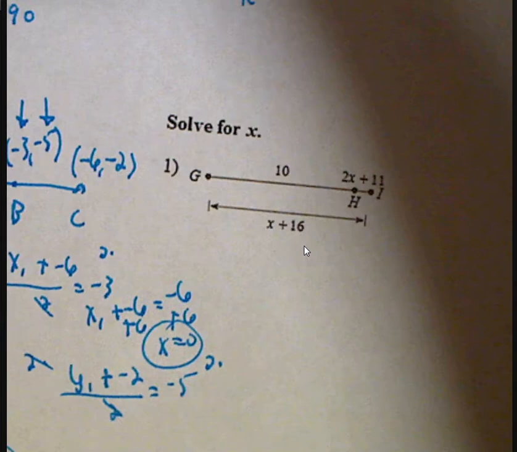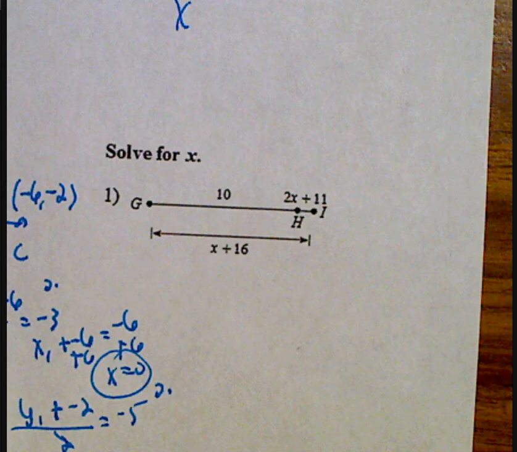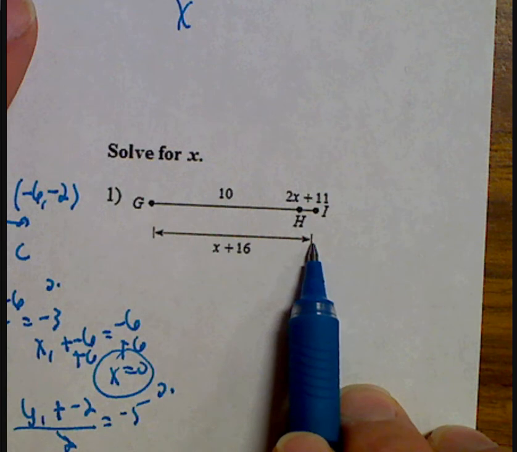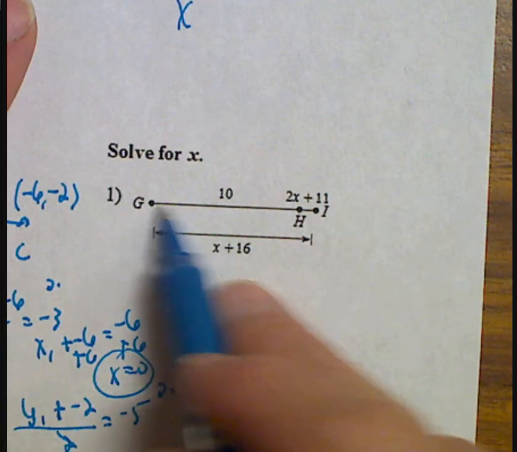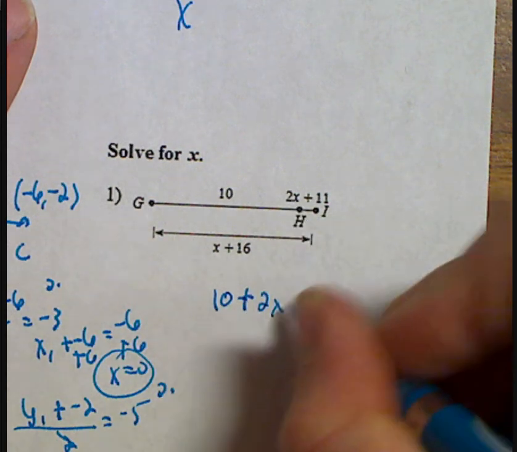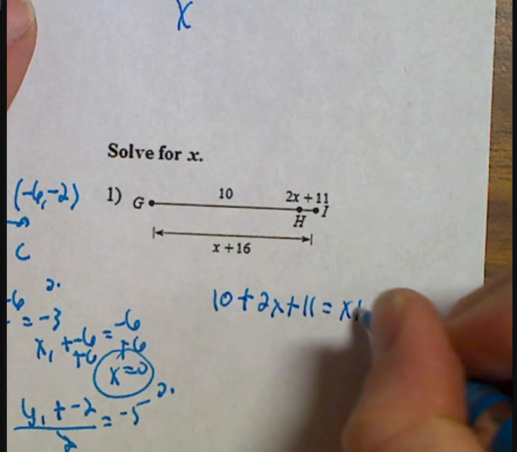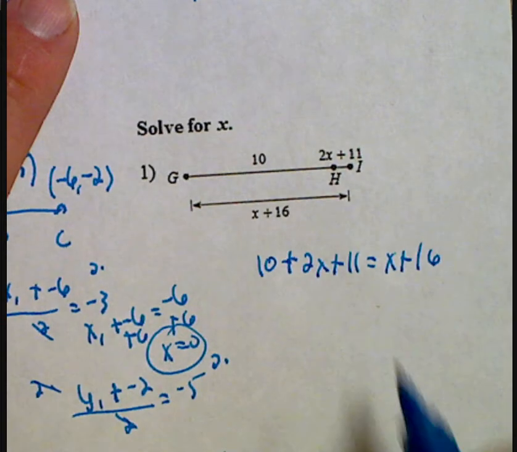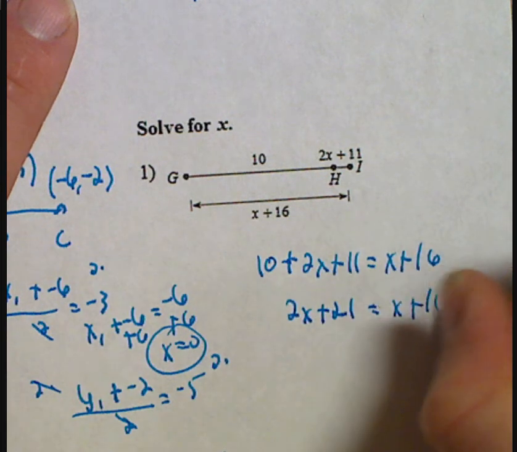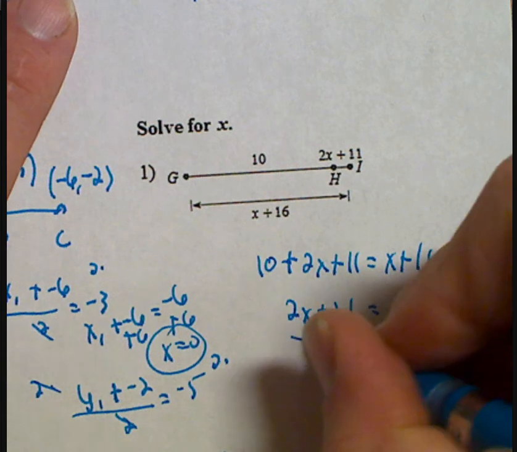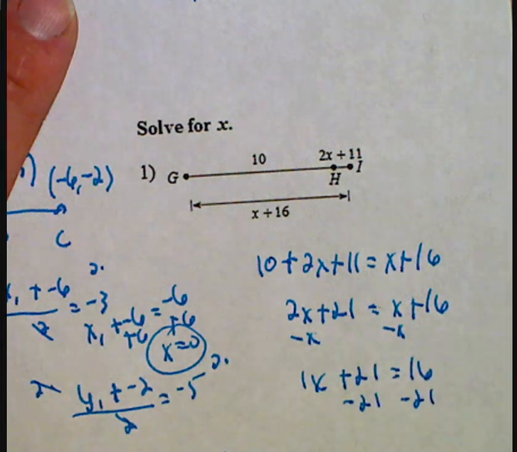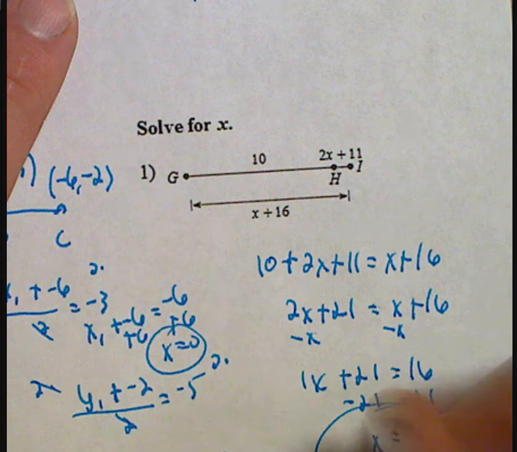Solve for x. In order to solve for x, if they give me the entire GI, then I know that GH, which is 10, plus HI, which is 2x plus 11, has to equal x plus 16. So this would give me 2x plus 21 equals x plus 16. Subtract x. That gives me x plus 21 equals 16, so x minus 21. X has to be -5.